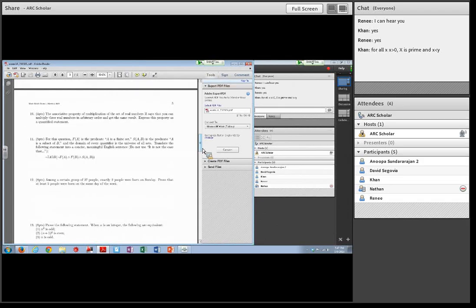So this one, the associative property of multiplication of real numbers is that you can multiply three real numbers in arbitrary order and get the same result. We are trying to express this property as a quantified statement, using a quantifier. There are three numbers, right? So we can call them x, y, and z. Then what's next? The next is crucial.